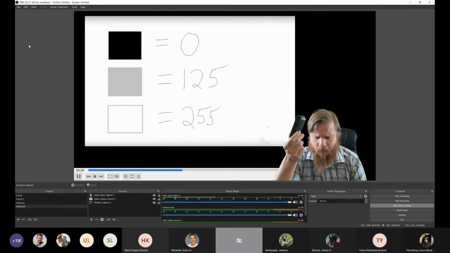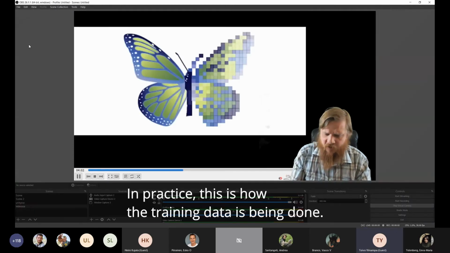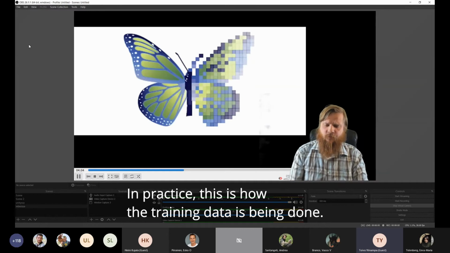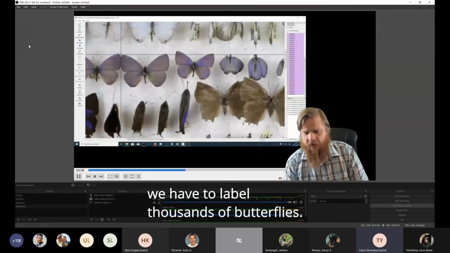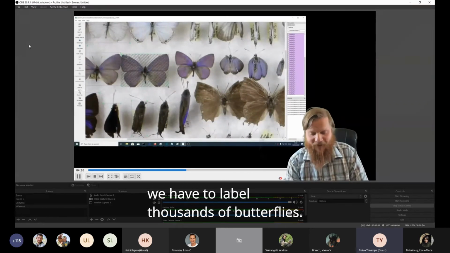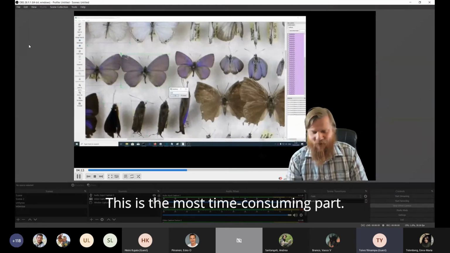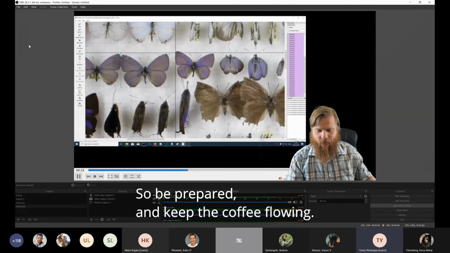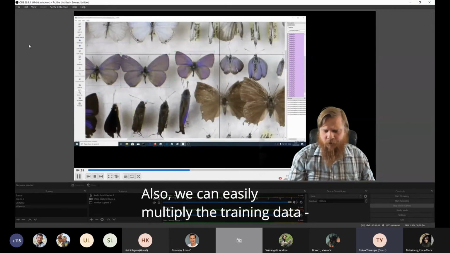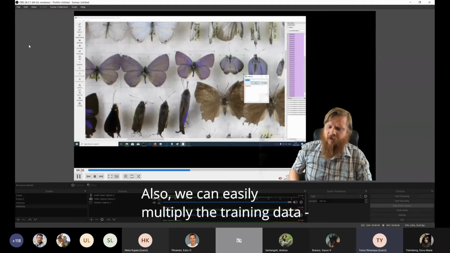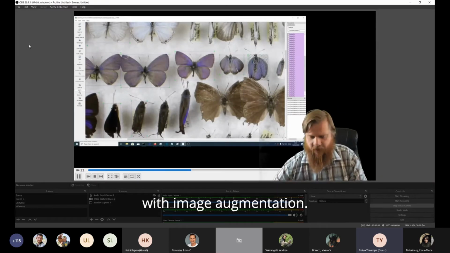Cool. In practice, this is how the training data is being done. With LabelImg software, we have to label thousands of butterflies. This is the most time-consuming part, so be prepared and keep coffee flowing. Also, we can easily multiply the training data with image augmentation.